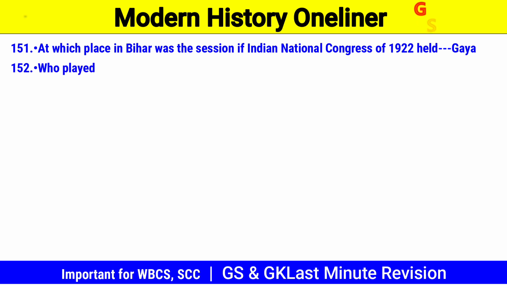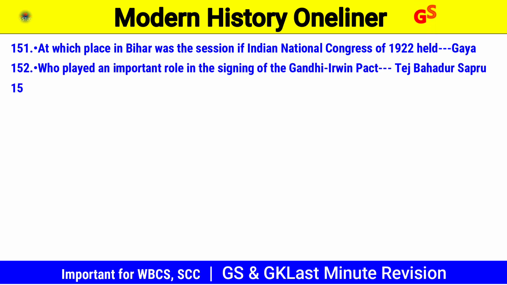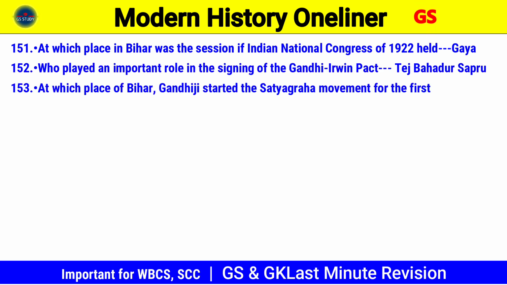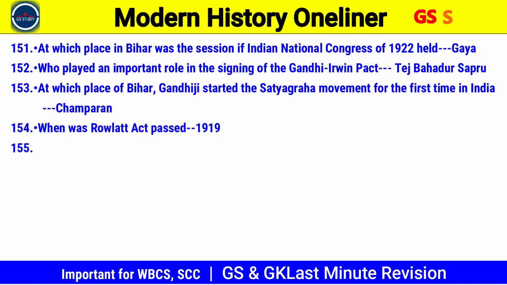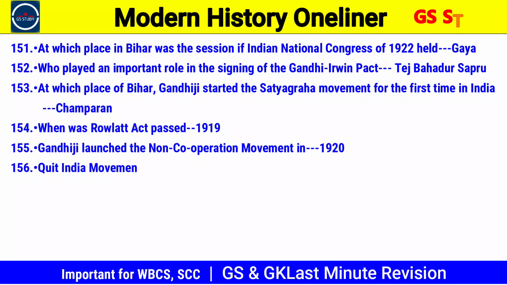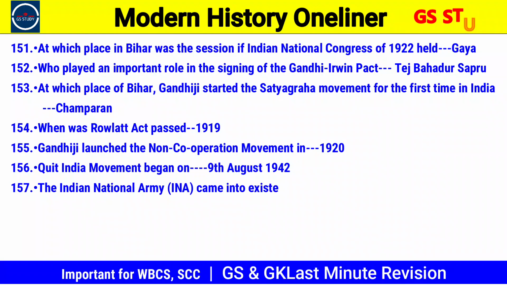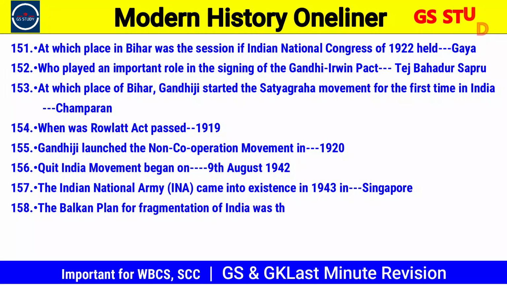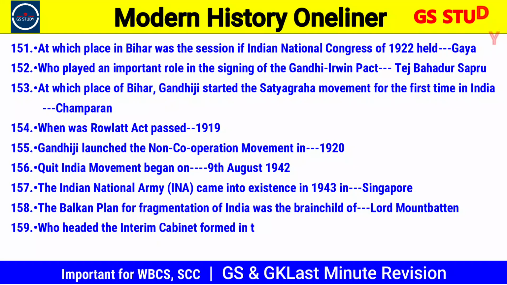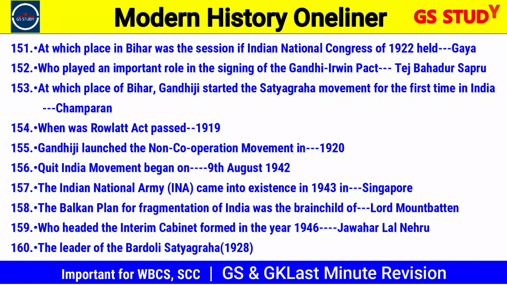151, at which place in Bihar was the session of Indian National Congress of 1922 held, Gaya. 152, who played an important role in the signing of the Gandhi-Irwin Pact, Tej Bahadur Sapru. 153, at which place of Bihar, Gandhiji started the Satyagraha movement for the first time in India, Champaran. 154, when was Rowlatt Act passed, 1919.